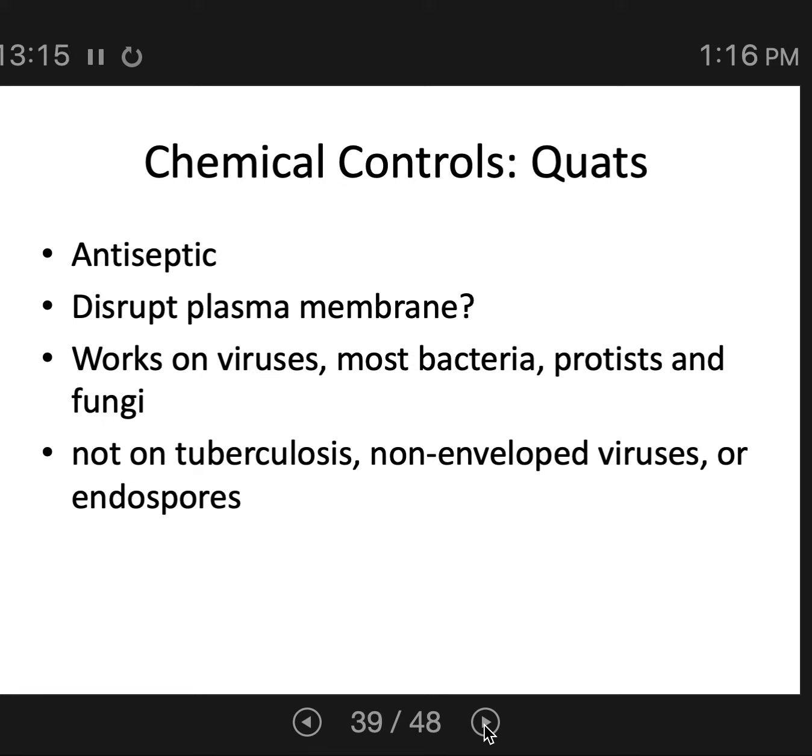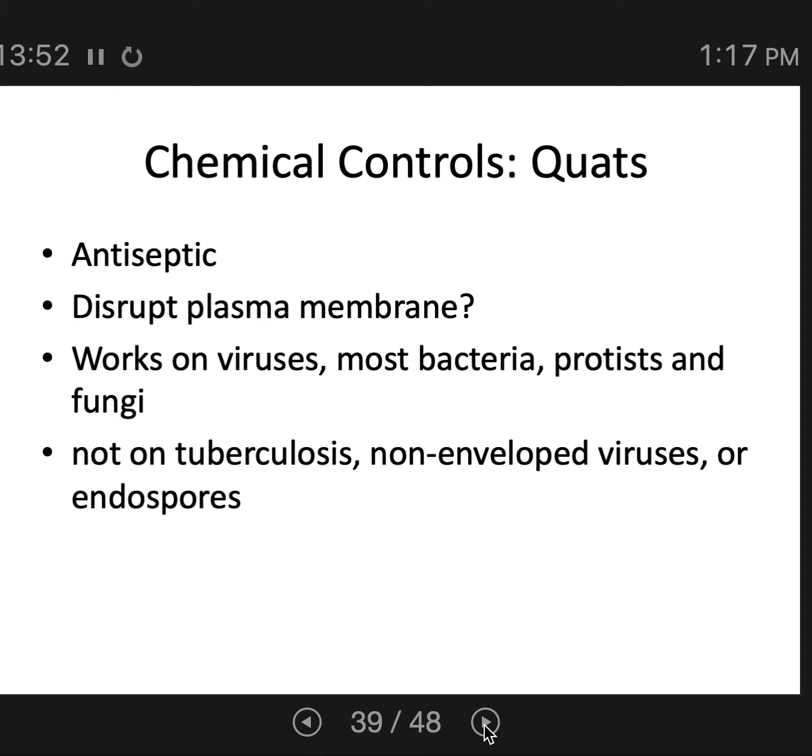Quats. Quats are antiseptic. The word stands for quaternary ammonia compound. We're not sure, the mode of microbial action is still unclear. Based on the kinds of microbes that are affected by quats, we think that it disrupts the plasma membrane specifically, but not all lipids, because it doesn't work against mycobacteria. It doesn't work against the mycobacterial mycolic acid cell wall. So it doesn't disrupt all lipids, but it disrupts the plasma membrane, or we think at least, researchers think.